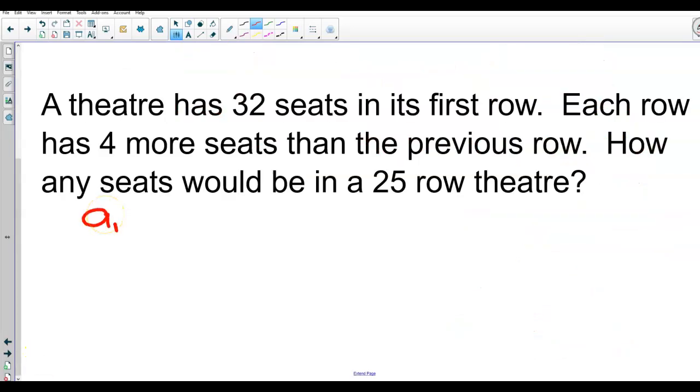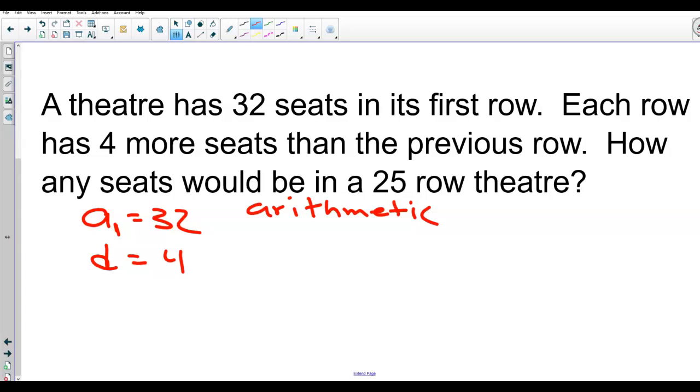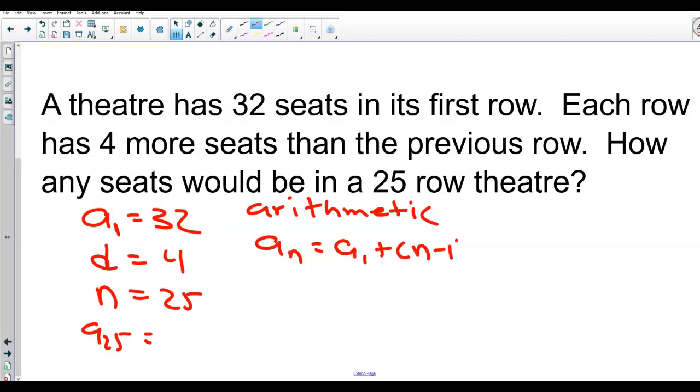My A1 for an arithmetic, and this will be arithmetic, my A1 is 32. Each row has 4 more seats than the previous row. So my D would be 4. My N is 25. I need to know how many seats are in row 25, that A25, so I can do a series. So to do that, I need to first start with my A sub N, A1 plus N minus 1 times D.